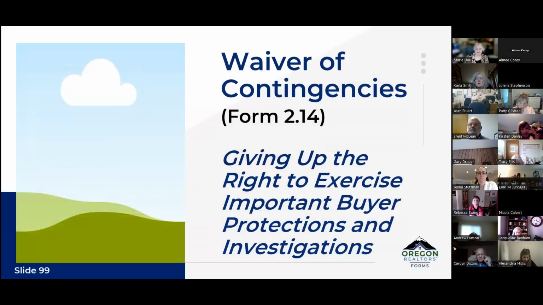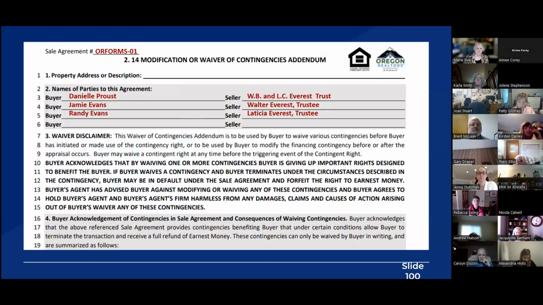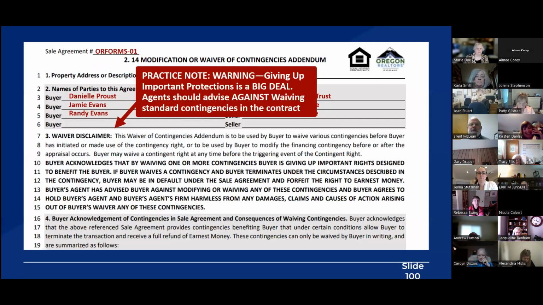Waiver of contingencies: giving up the right to exercise important buyer protections and investigations. Giving up these important protections is a big deal. Agents should advise against it. These are standard contingencies in the contract, and we put it in big bold letters: make sure you fully understand why you are not doing this.